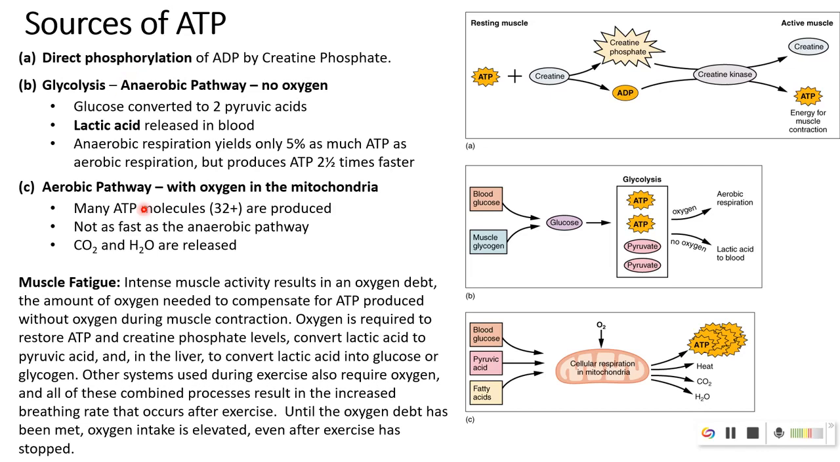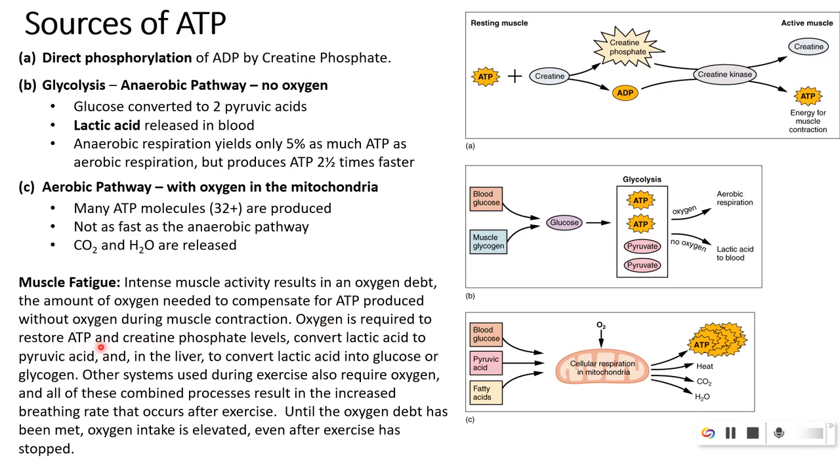We also went through the three sources of generating ATP in our body, and what's added is this section on muscle fatigue, and I added it in conversational style, complete sentences, just so I can read it here. It's not point form. Intense muscle activity results in oxygen debt, the amount of oxygen needed to compensate for ATP produced without oxygen during muscle contraction.